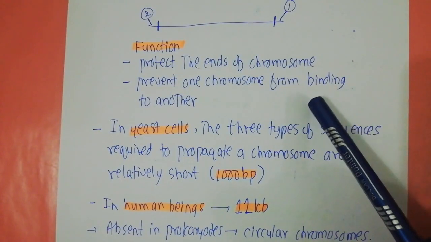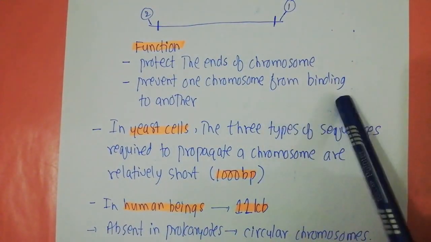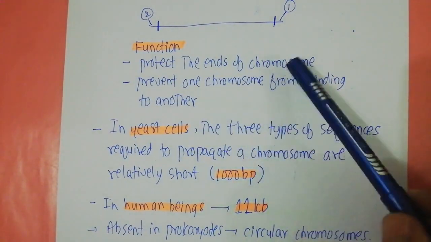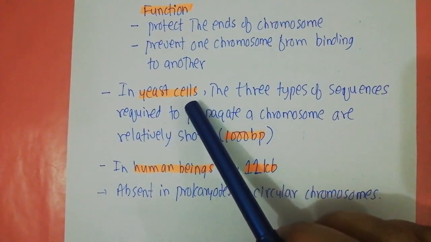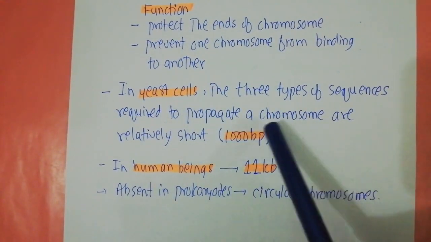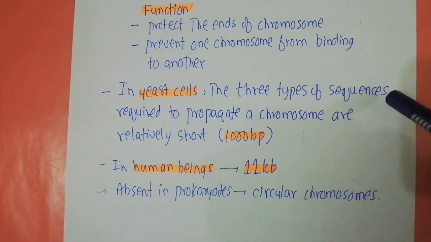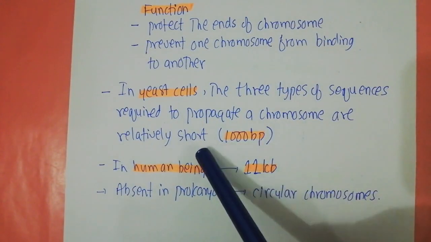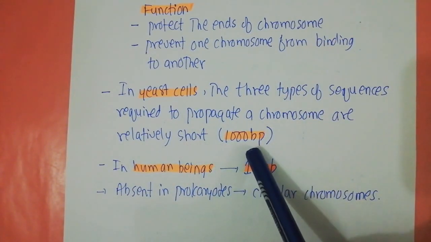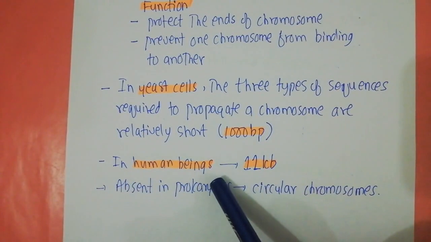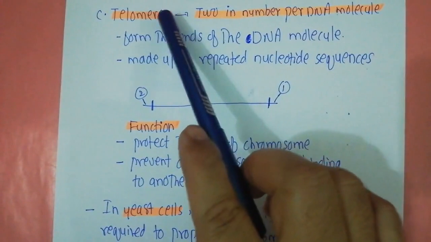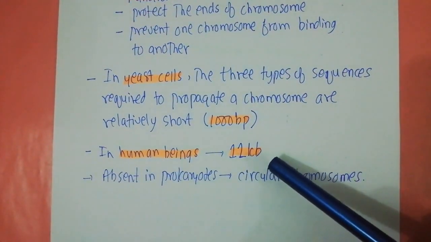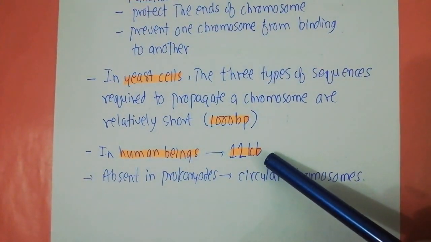Another important function of the telomere is that it prevents one chromosome from binding to another. If the chromosomes bind to each other, again, that will be a problem. If you talk about yeast cells, these three types of sequences, the centromere, the origin of replication, and the telomeres, are relatively short, about 1,000 base pairs each. But in human beings, the length of the telomere is about 11 kb.